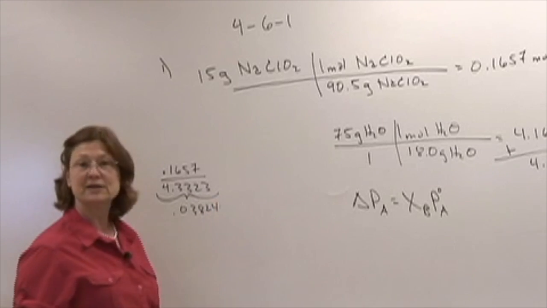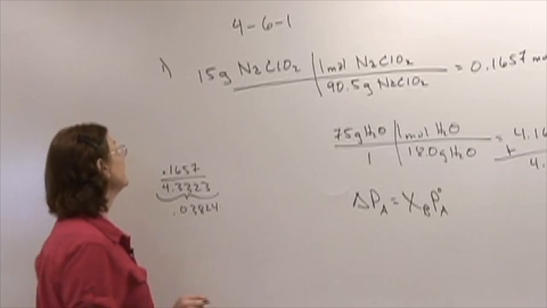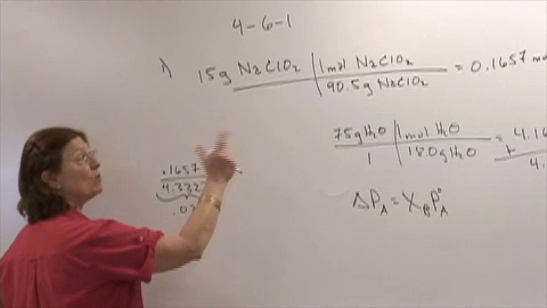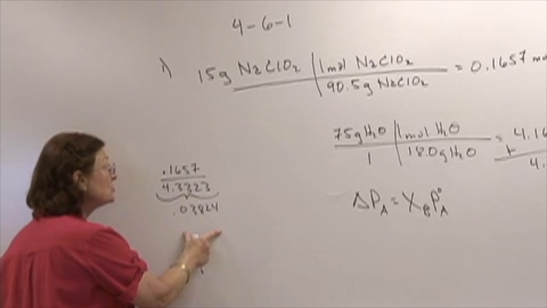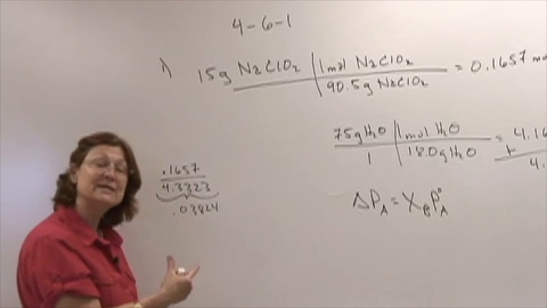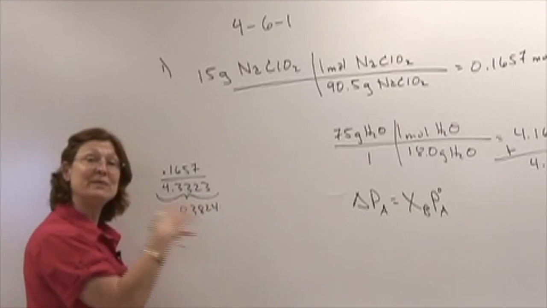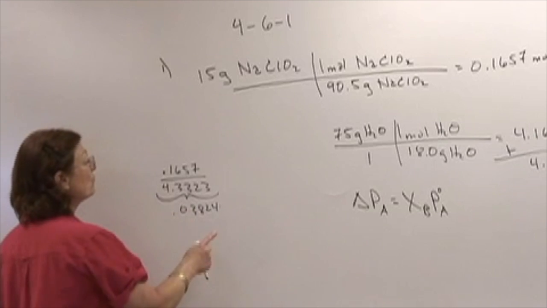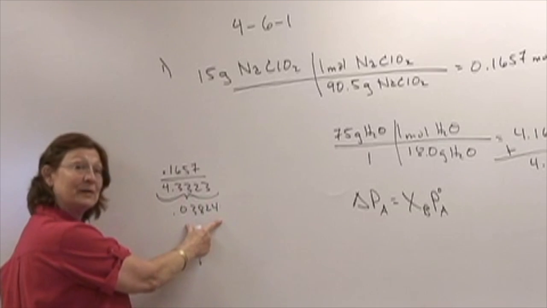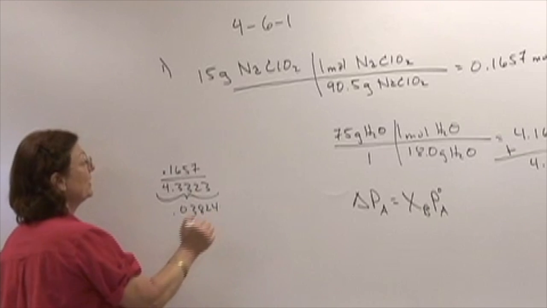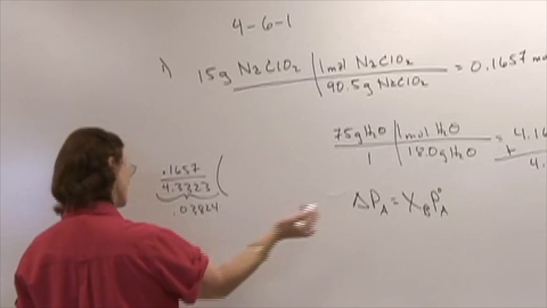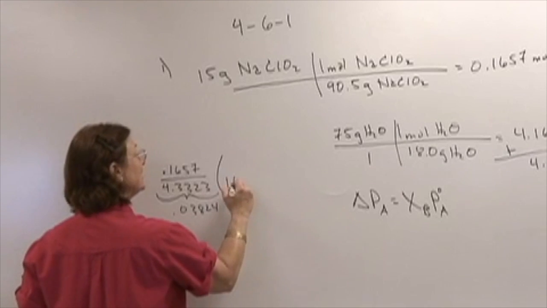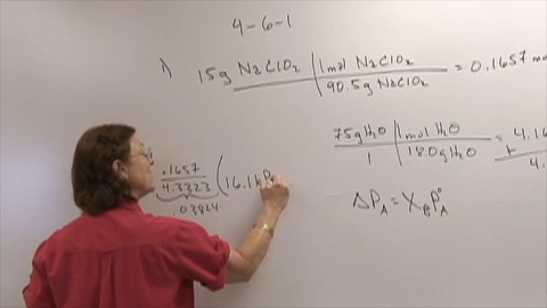my mole fraction. And remember, on the assessment, you will be asked the moles of the solute, the moles of the solvent, the mole fraction of the solute, the mole fraction of the solvent. And these are always intermediate questions, and therefore you must take it to 4 significant places and cut it off. Then I multiply it by my pure vapor pressure of the solvent at that temperature, and it is 16.1 kPa.